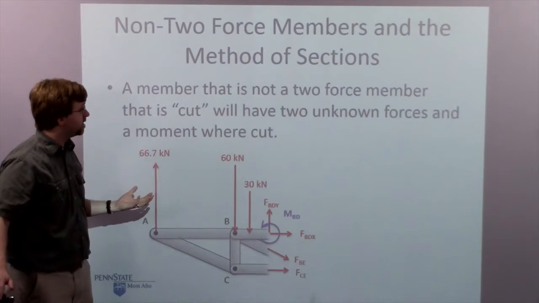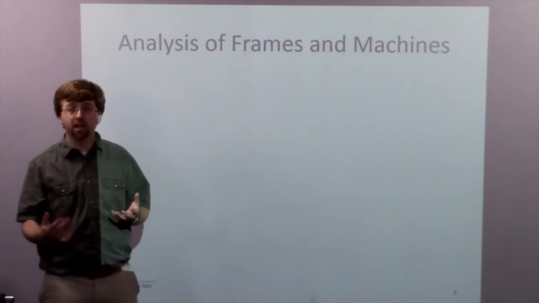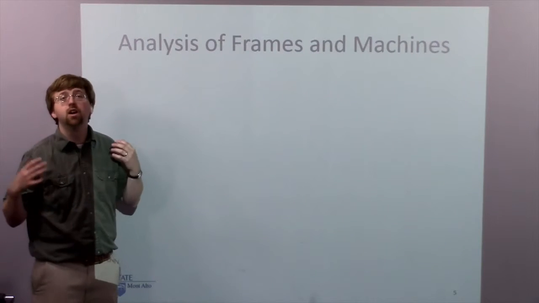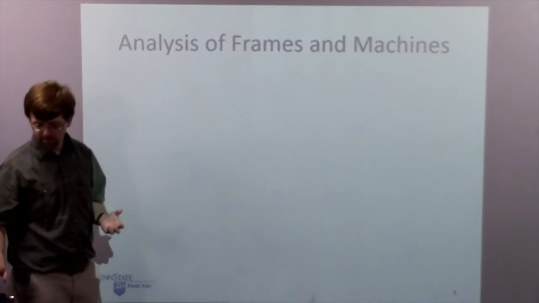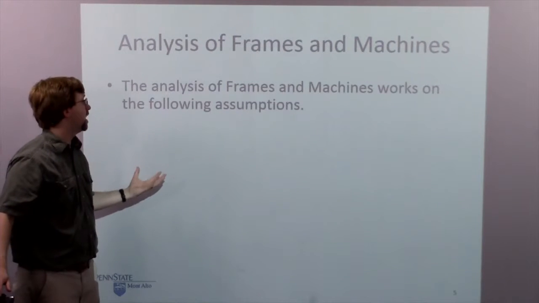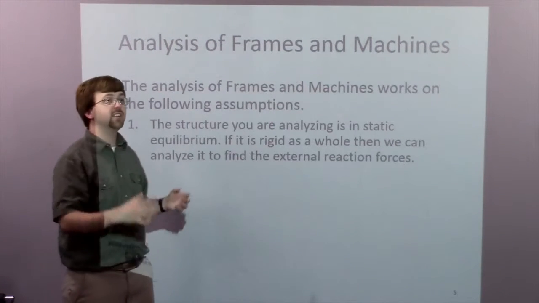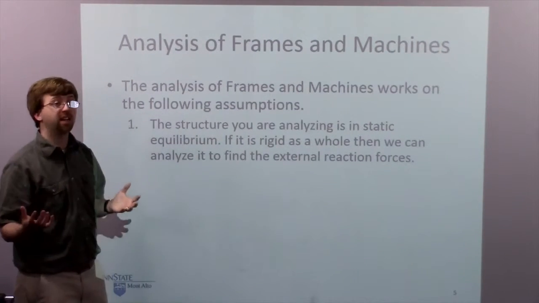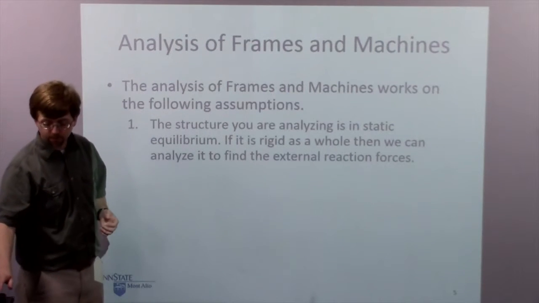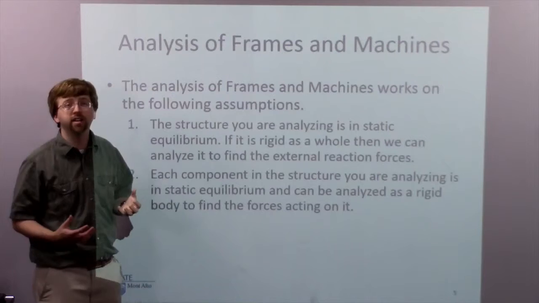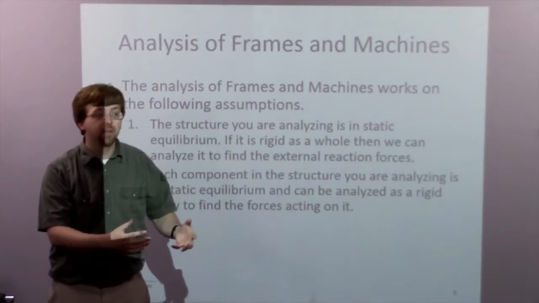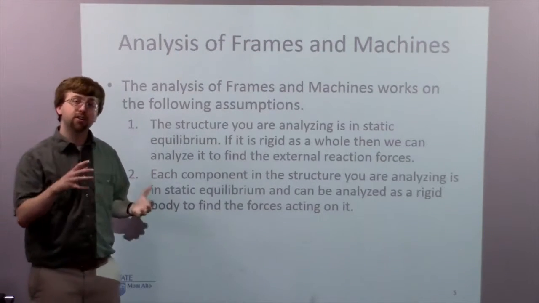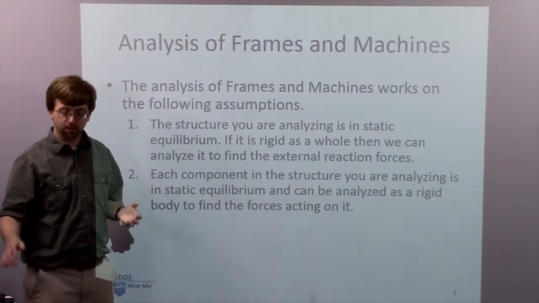So what are we going to do instead? The analysis of frames and machines is usually a little bit more complicated. I'm going to go into some of the basic assumptions here, but I've got another video talking about the full analysis method for frames and machines. The basic assumptions are as follows. If the structure you're analyzing is in static equilibrium, like most everything we're looking at in statics, and it's independently rigid, we can analyze it as one big rigid body. Also, each component is in equilibrium. If the stool is just sitting there, it's in equilibrium, and the leg of the stool is also going to be in equilibrium, and we're going to use that to our advantage. So each part we can analyze as a body in equilibrium.